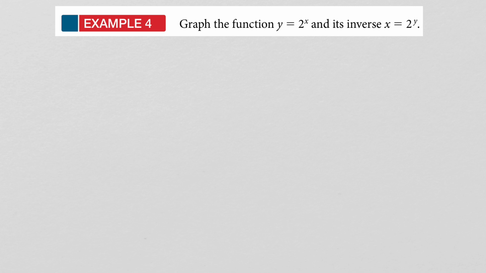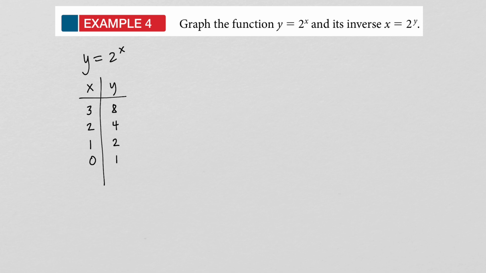Next, let's graph the function y equals 2 to the x and its inverse, x equals 2 to the y. So let's just recall that if y equals 2 to the x, we can graph this by getting some points. So for example, if x equals 3, y is going to be 2 to the third, which is 8. If x equals 2, 2 squared is 4. x equals 1, 2 to the 1 is 2. 0 gives us 1. Negative 1 is going to give us 1/2, and negative 2 will give us 1/4.